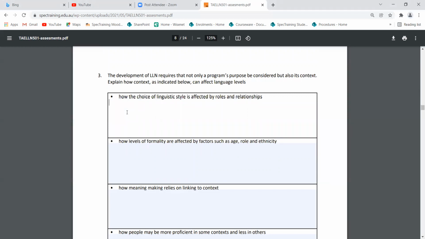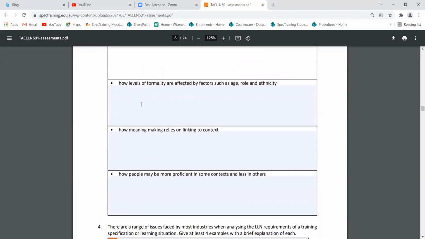Maybe informal language versus formal language. Next, how levels of formality are affected by factors such as age, role, and ethnicity. Again, we've got formality. So think about a situation where formality is really pronounced, and then think about maybe a situation where it's not pronounced. For example, a city environment versus a rural environment, those kinds of things. And maybe age: younger people less formal, older people more formal, those kinds of things.